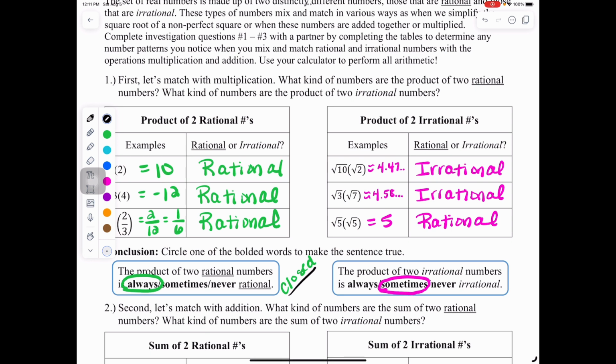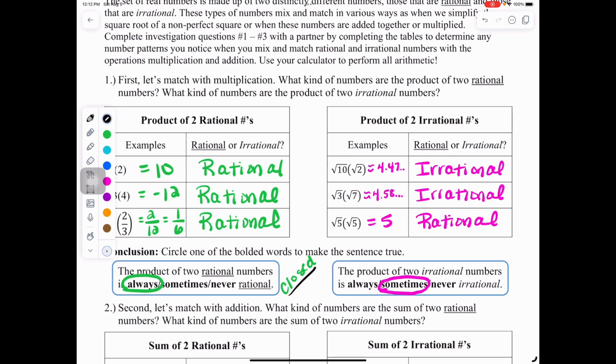What I'd like you to do now is add the word closed next to that. Closed is a term that we use when you take two numbers of the same set and you do an operation and you still get an answer in that set. It's not something that we expect you to use, but I did want to make you aware of that vocabulary. What we need to remember is that a rational times a rational is always a rational number.